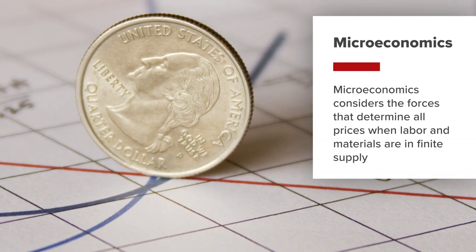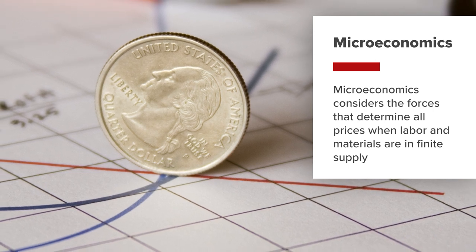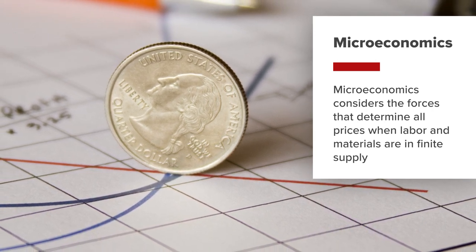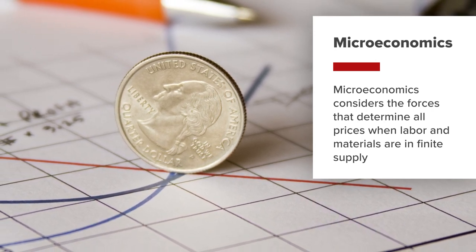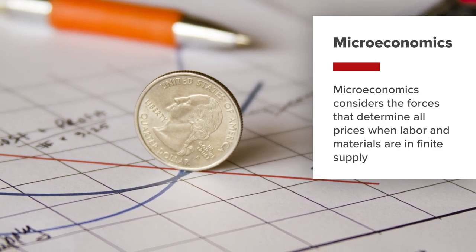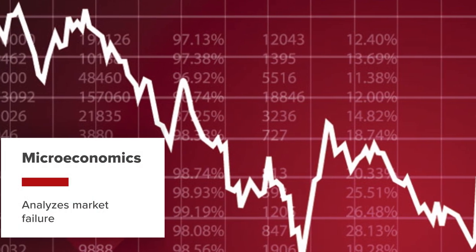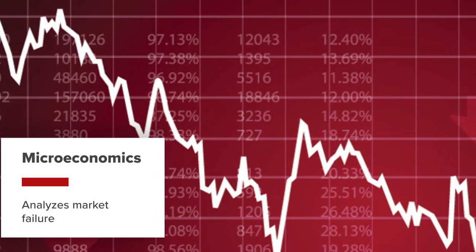Microeconomics analyzes market mechanisms that underpin the formation of prices for goods and services, subject to an allocation of the scarce resources of labor and raw materials, which serve to constrain markets. It also looks at market failure, where markets fail to produce an efficient outcome.